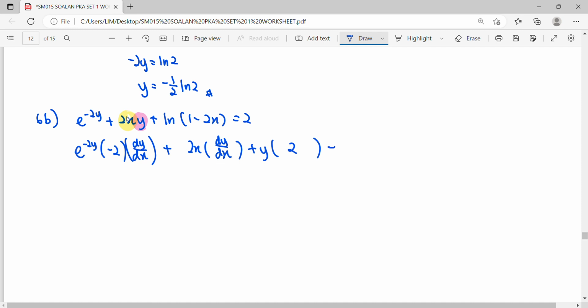Then plus differentiate ln. So differentiate ln: copy the inside of the ln, differentiate it on top. Differentiate a number becomes 0. Differentiate 2x gives negative 2. So for the right hand side, differentiate 2, a constant, we get 0. Alright. Okay, so we simplify this.